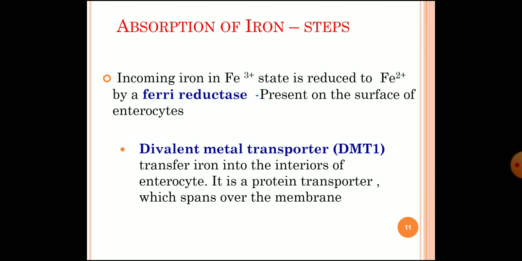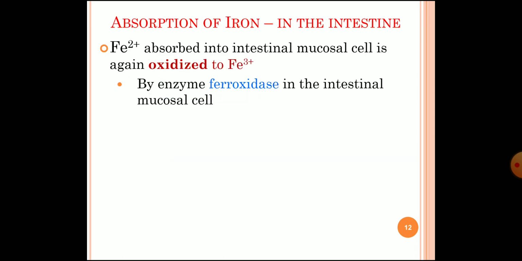It is a protein transporter. This divalent metal ion transporter is a protein transporter which spans over the membrane, usually seen spanning the upper part of the epithelial membrane. Understood that part? So through the divalent metal ion transporter, ferrous iron is entering into the cell.